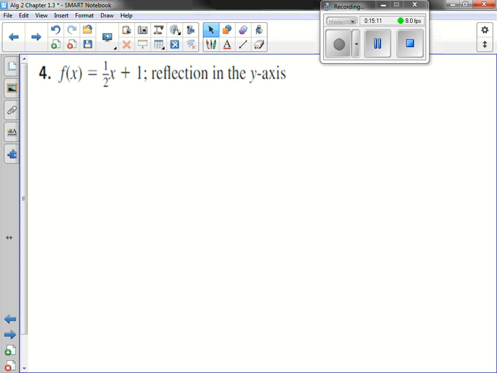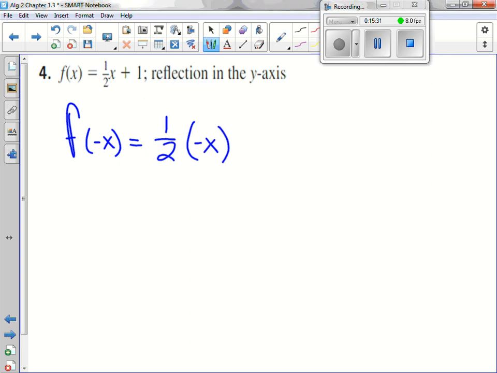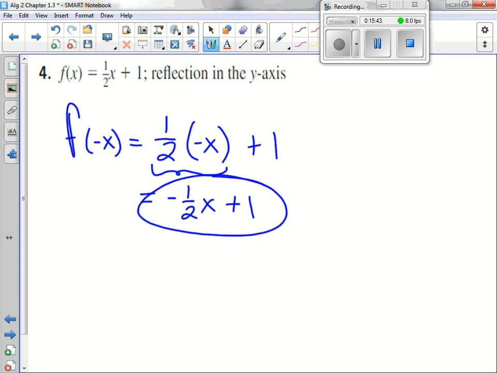Last one here, we're going to do a reflection in the y-axis of 1/2 x plus 1. So again, our reflection in the y-axis is we're taking f of negative x. So we're going through the function and replacing any x spot with negative x. So what that'll give us is 1/2, well, I don't have x anymore, I have negative x plus 1. Well, we need to simplify this here. 1/2 times negative x is just negative 1/2 x plus 1, and that's our function. And that's all we have to do for this here, and we are done with that.